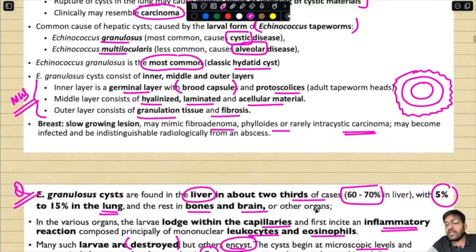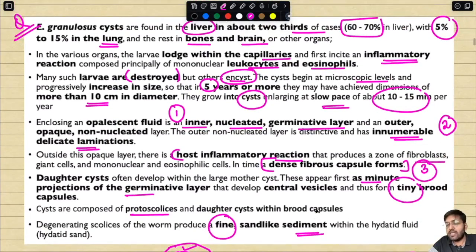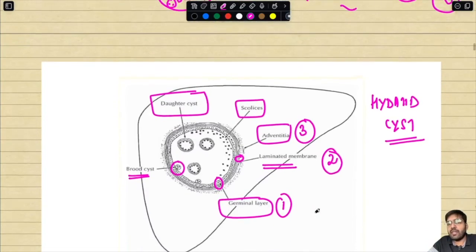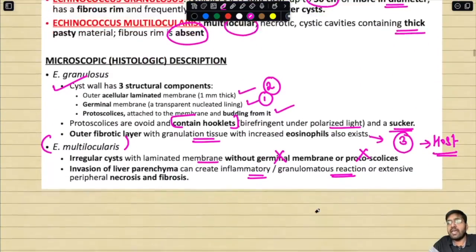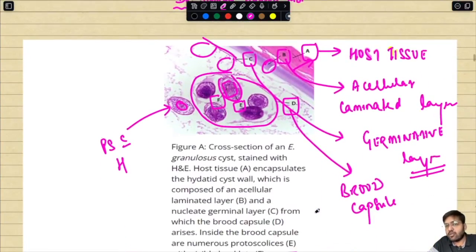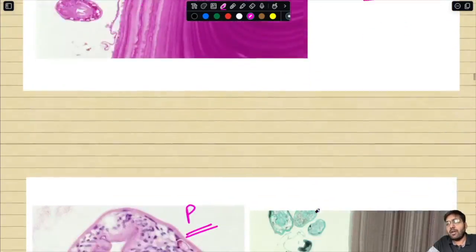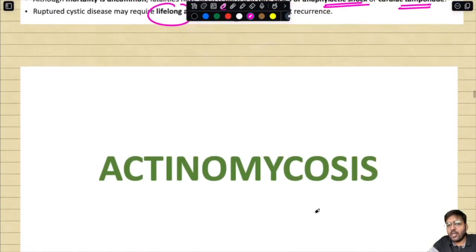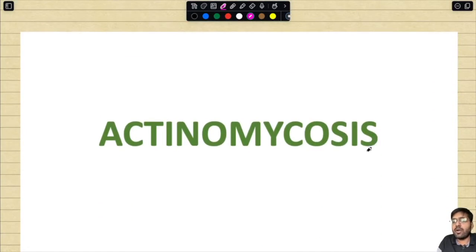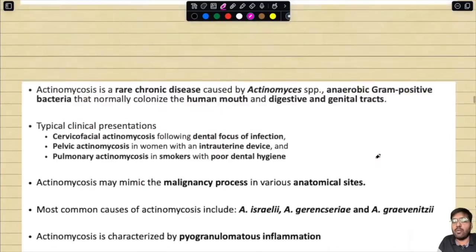What are the clinical features, how do they present? The clinical features will depend on the symptoms, that is basic, and on the site of the hydatid cyst. Then apart from that, you will have to identify all these 3 structures microscopically. I have already highlighted them in detail over here. Okay, coming to the next important organism, actinomycosis. Very importantly, we are going to discuss actinomycosis.